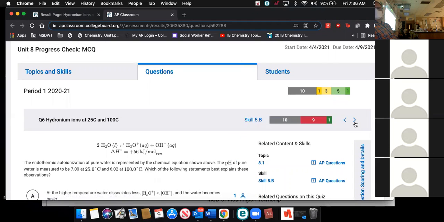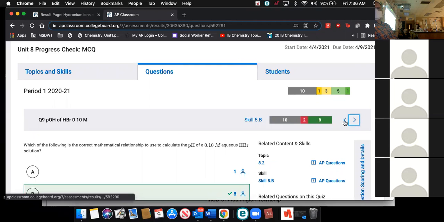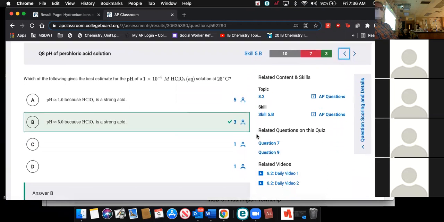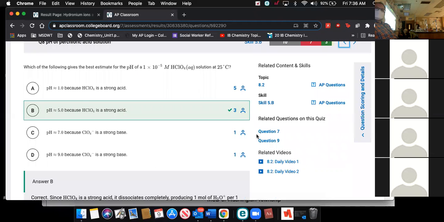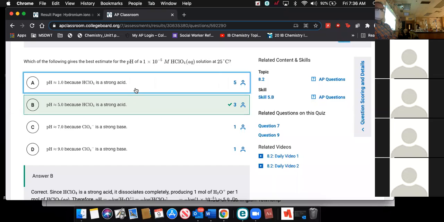Which one was yours, Monk? That's a pretty big one. Perchloric acid. Perchloric acid, strong. You need to have those memorized. So right there, you would know it's between A and B.